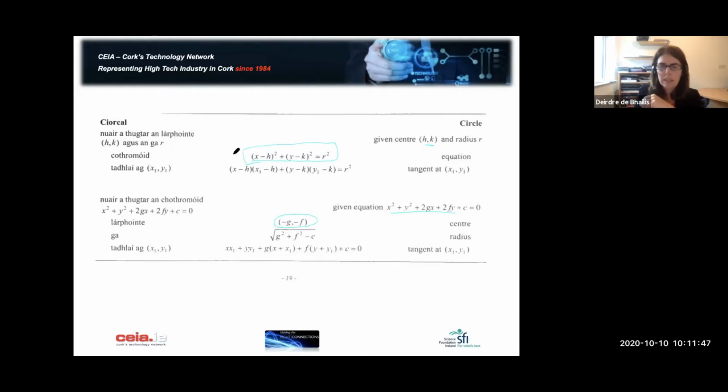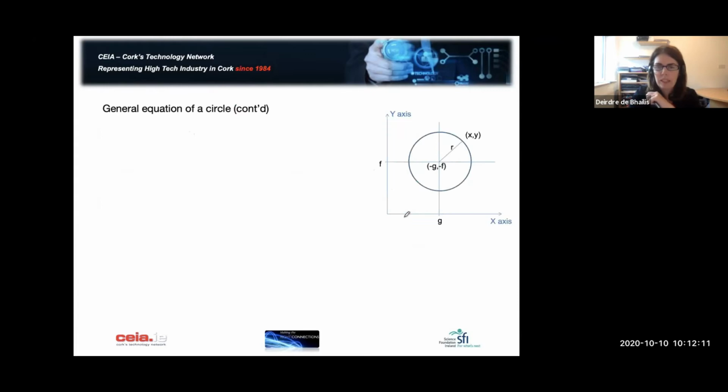So the reason I expanded this one on the previous page was to show that this one is simply derived from this one, and it's applying minus g, minus f. And I think it's just because they don't like minuses in equations, and that's what we ended up with when we expanded the earlier one. So what it looks like is minus g, minus f, which is counterintuitive really, that minus g, minus f might be in the first quadrant. But we get this general equation for a circle when we apply minus g, minus f as the center.